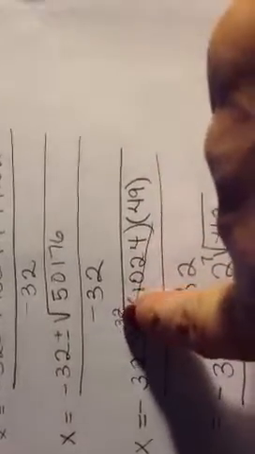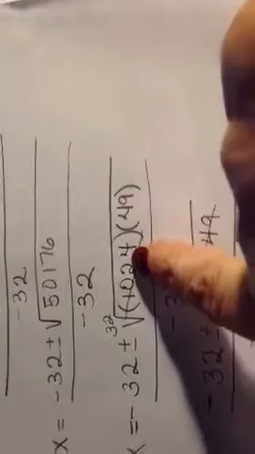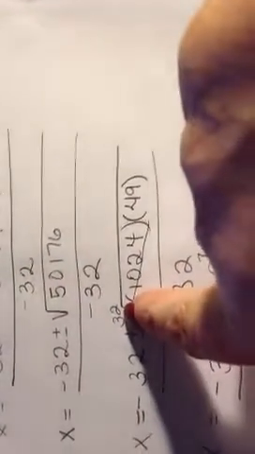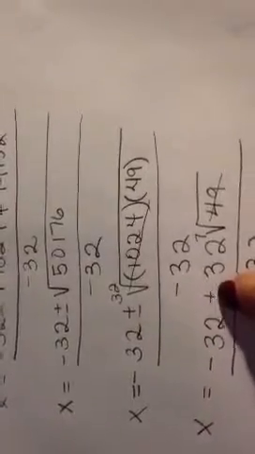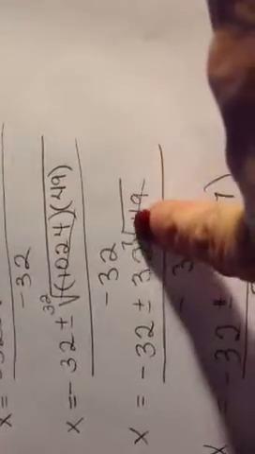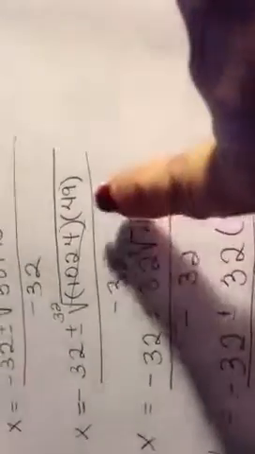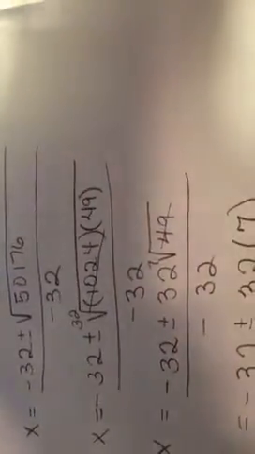But I just simplified and said, well, that's the same thing as 1,024 times 49. Then I can take the square root of 1,024, and get 32. So then I would write that as negative 32 plus or minus 32 times the square root of 49, over negative 32. And then I took the square root of 49, which is 7. So 7 times 32, I didn't even multiply that, but 7 times 32 would be 224.